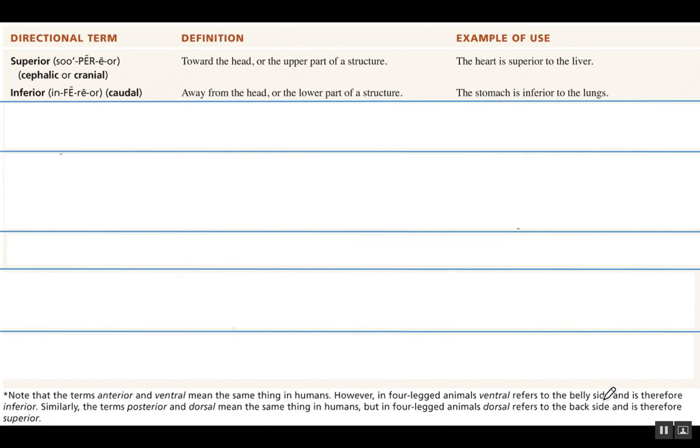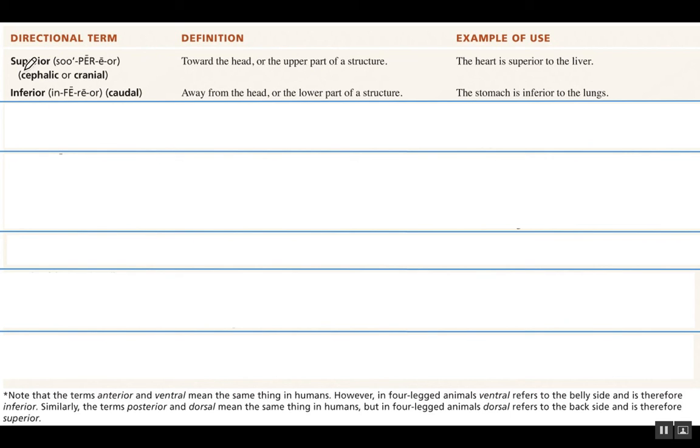In this video, I'm going to go over some of the directional terminology used in anatomy and physiology. Directional terminology helps us describe the locations of organs and structures within the body. They quite often come in pairs, and these pairs of words are usually opposite directions.